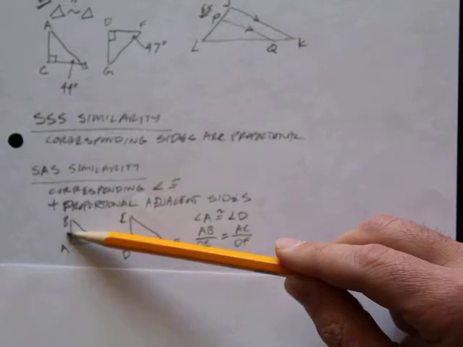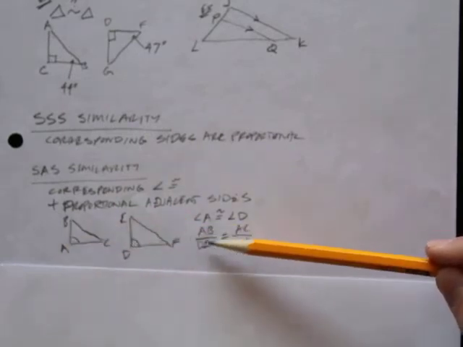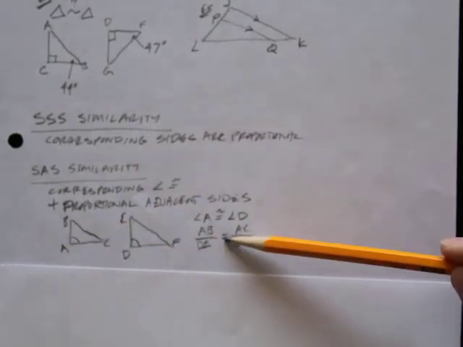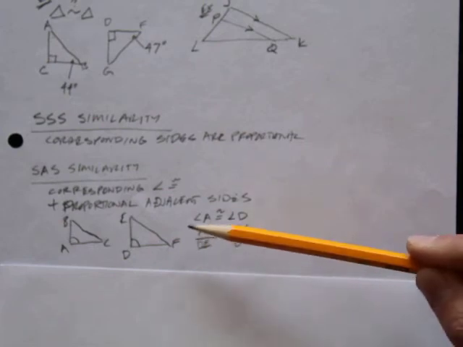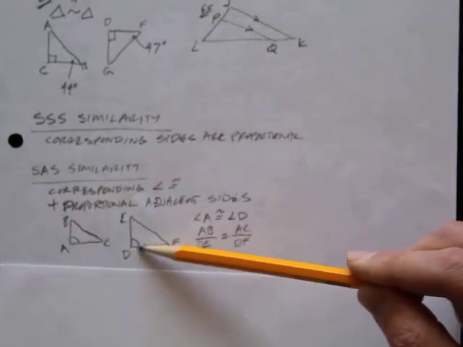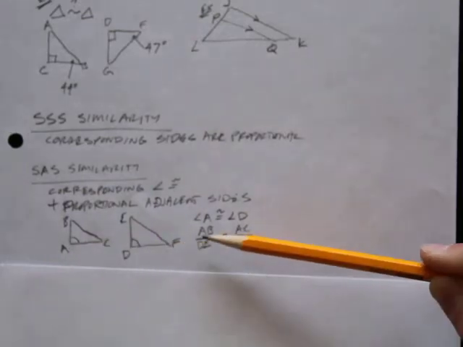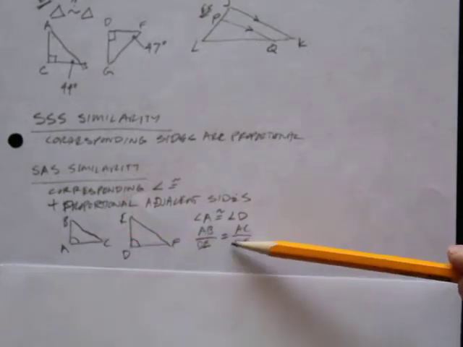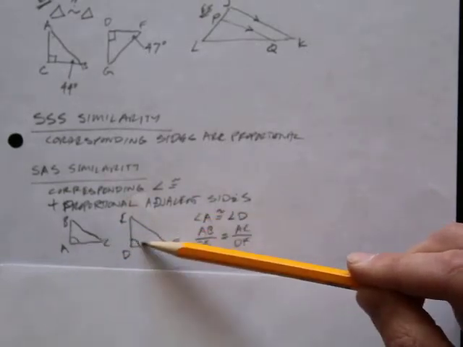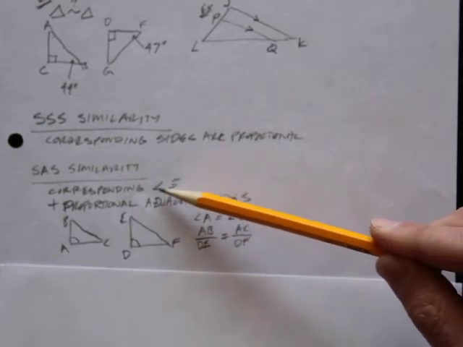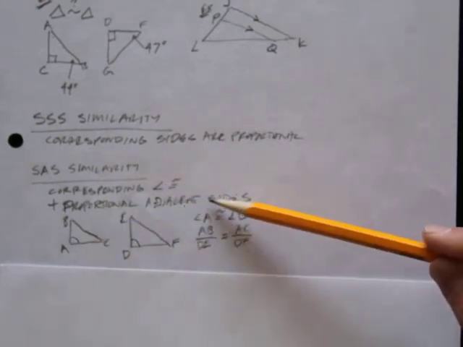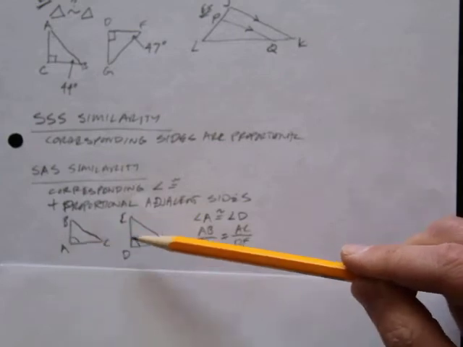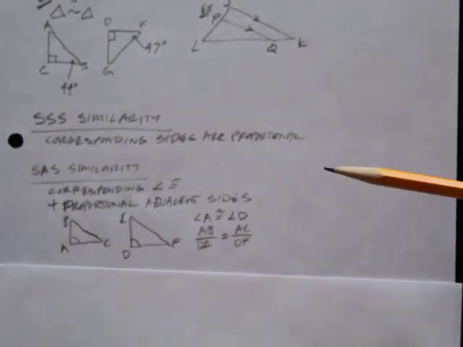So AB over DE has to be an equivalent proportion to AC over DF. The sides need to be proportional and the included angle needs to be congruent: the corresponding angle is congruent, with proportional adjacent sides, the sides that are included with that angle. All right, let's do an example, and that's all we have here.